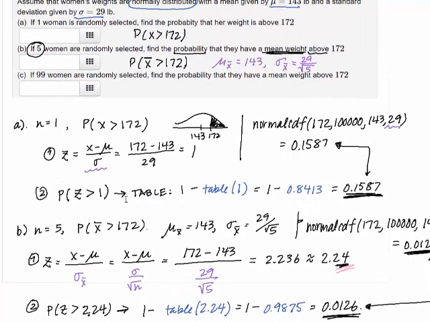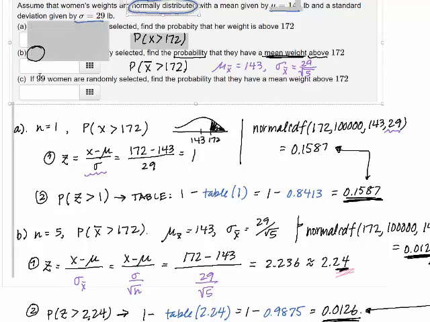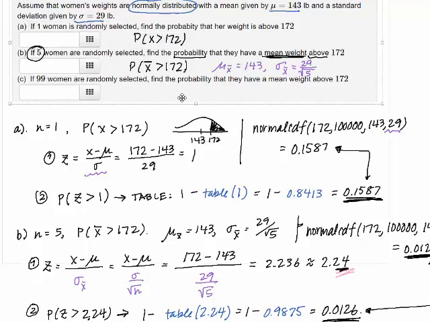The problem will be very similar for part C, except instead of 5, now there are 99 women selected. That will make this probability go down even more. From 1, we saw 0.15. For 5, we saw 0.01. For 99, we're going to see something very, very small, like close to 0.